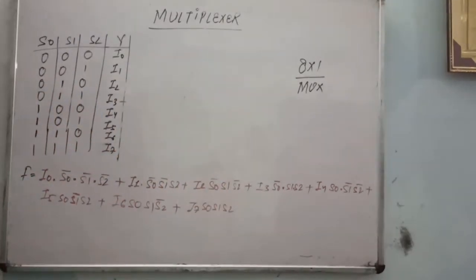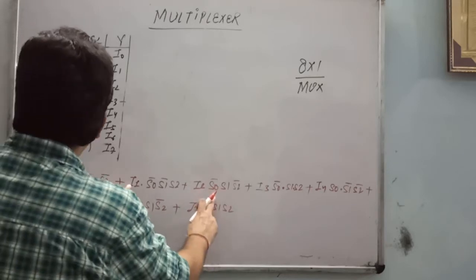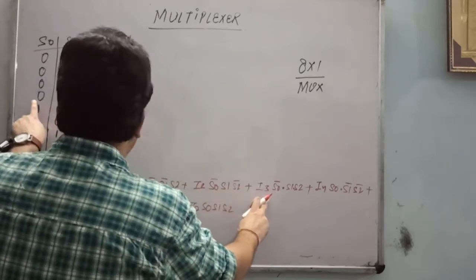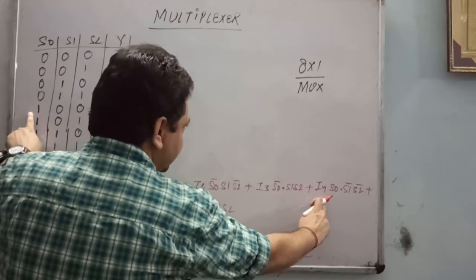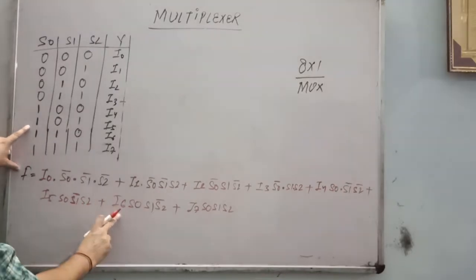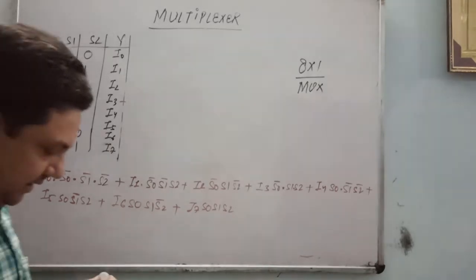I am just doing the cross checking. Okay, I0, all zeros. For I1, 0, 0, 1, okay. For I2, 0, 1, 0. I3, 0, 1, 1, okay, fine. I4, 1, 0, 0. I5, 1, 0, 1. I6, I7, absolutely fine. Okay.